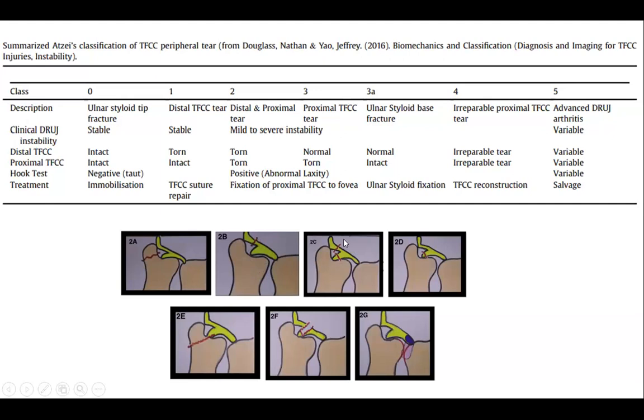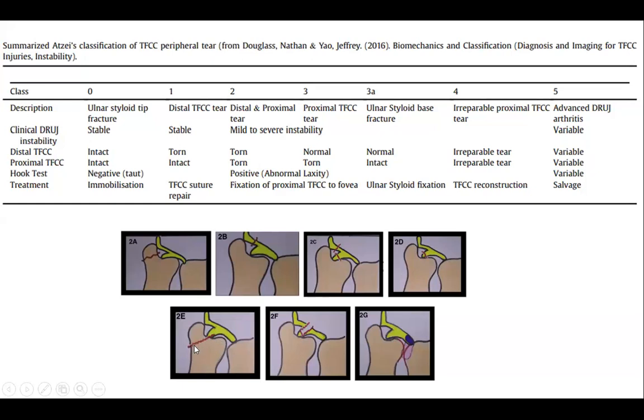Type 2, it is both distal and proximal tear. So this causes mild to severe instability of the DRUJ. Both the limbs of TFCC are torn and the hook test will be positive. So treatment is aimed towards fixation of this proximal TFCC to the fovea. Type 3 is proximal TFCC tear. Clinical features and treatment are almost the same as type 2, and treatment involves fixation of proximal TFCC to the ulnar fovea.